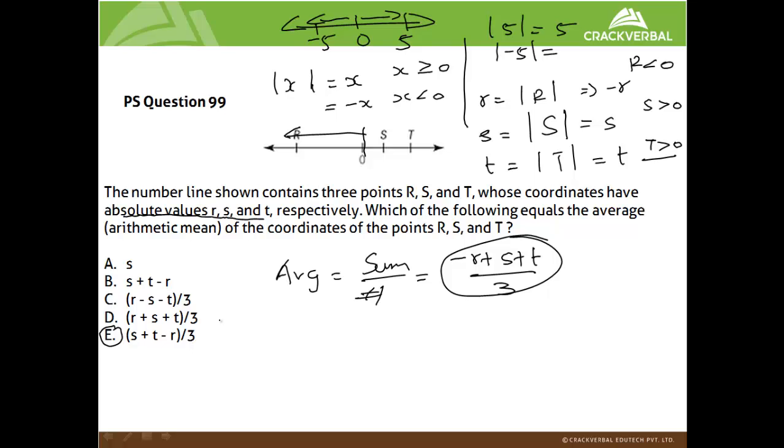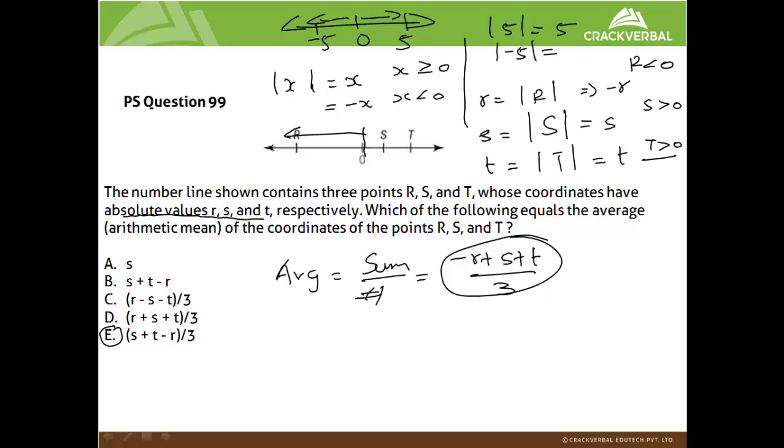A few students get confused because with modulus they assume that it is always positive. They think the absolute value r is always positive, so they take r plus s plus t divided by 3. Just think about it. On the number line, R lies on the left hand side. So the value of R, still it is a modulus, still the length is fine.